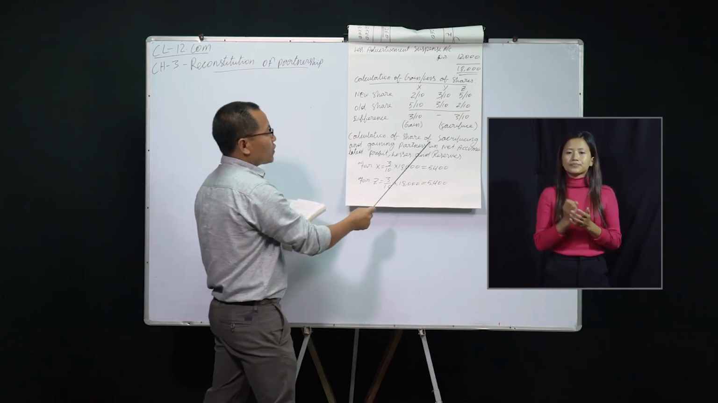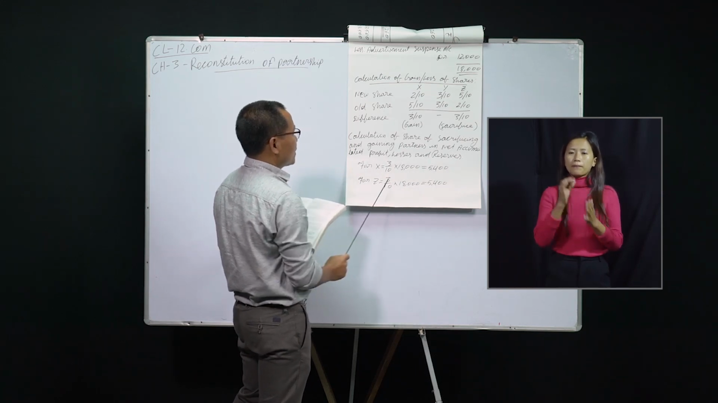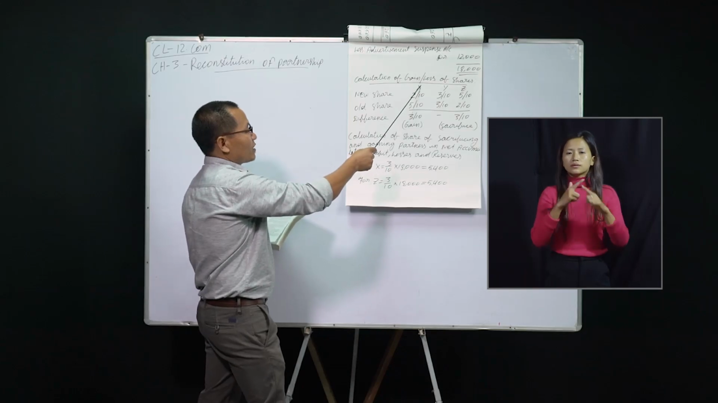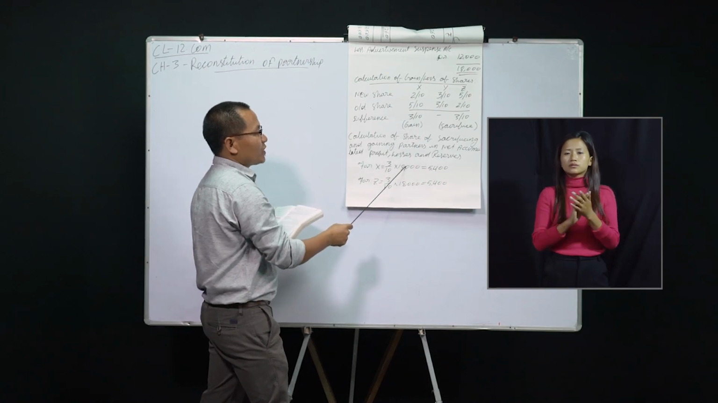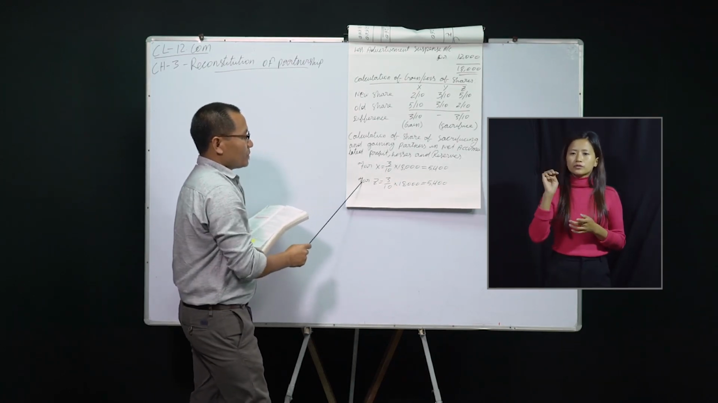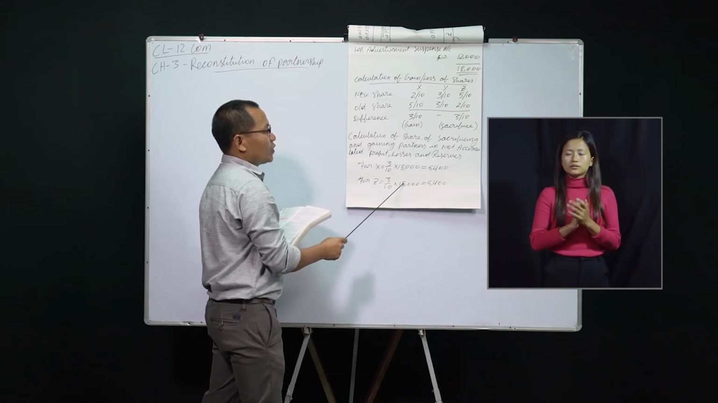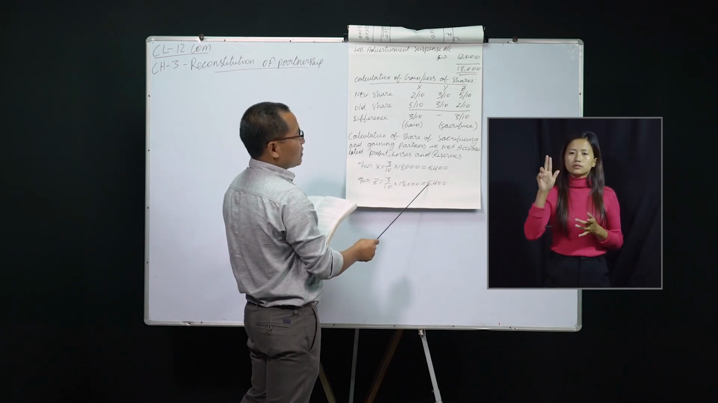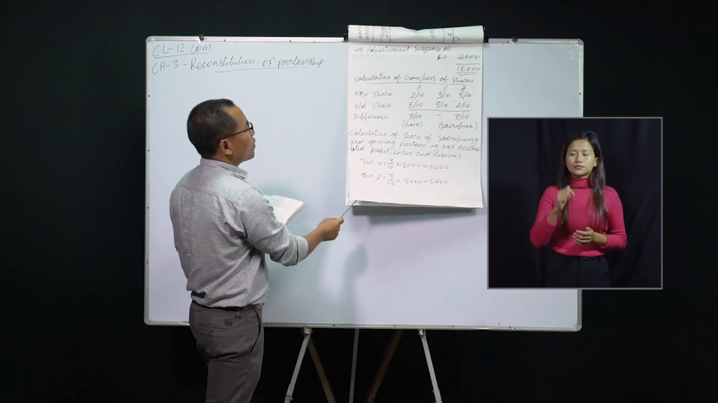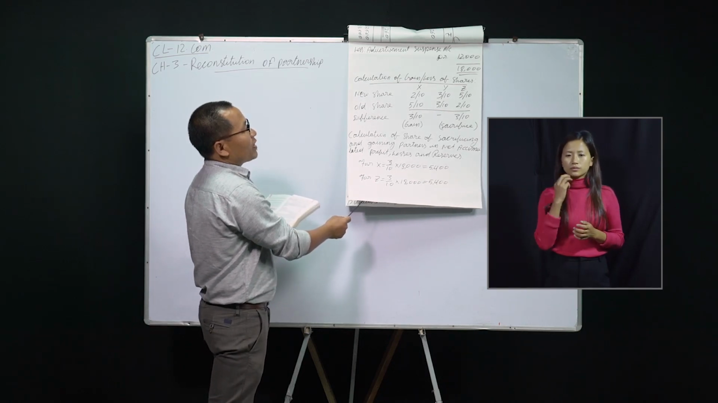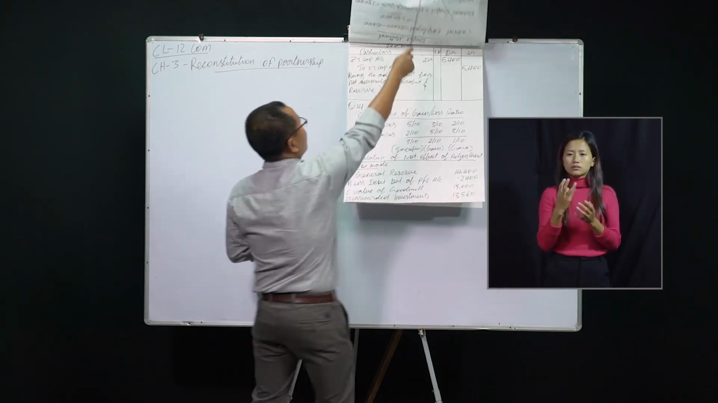So, calculation of shares of sacrificing and gaining partners in new accumulated profits and losses and reserve. That means for X, who is gaining, it is the 3 by 10 gaining ratio into net profit of 18,000, which is 5,400. So also for Z, who is sacrificing, it is the 3 by 10 sacrificing ratio into net profit of 18,000, which is 5,400. This is how we calculate the gaining and sacrificing ratio to compensate the sacrificing partner.